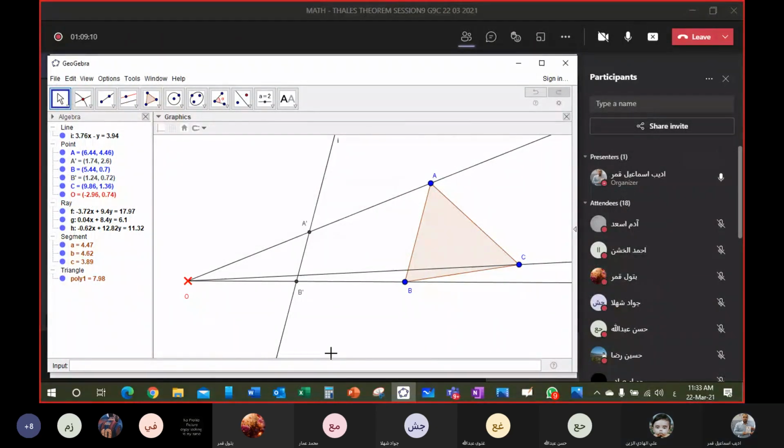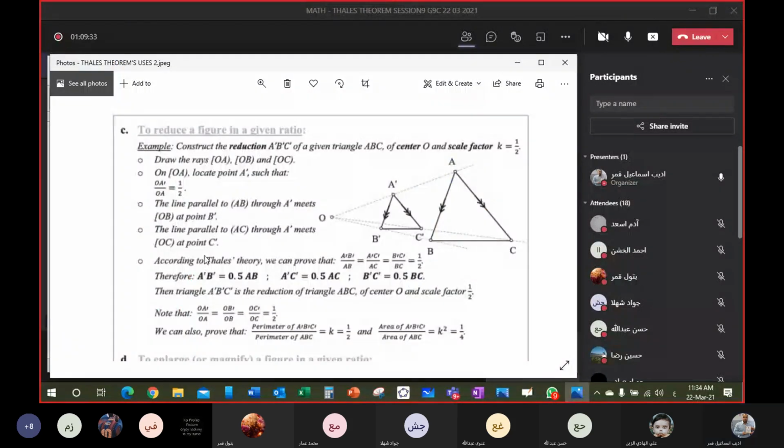Okay, so the step we did: the line passing through A prime parallel to AB cuts the ray OB at B prime. Okay, we continue with the instructions.